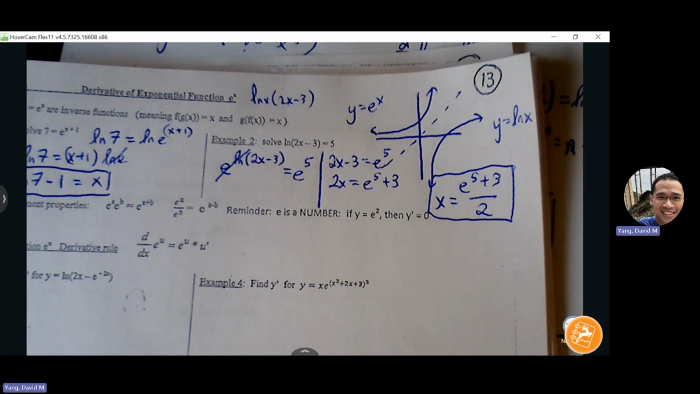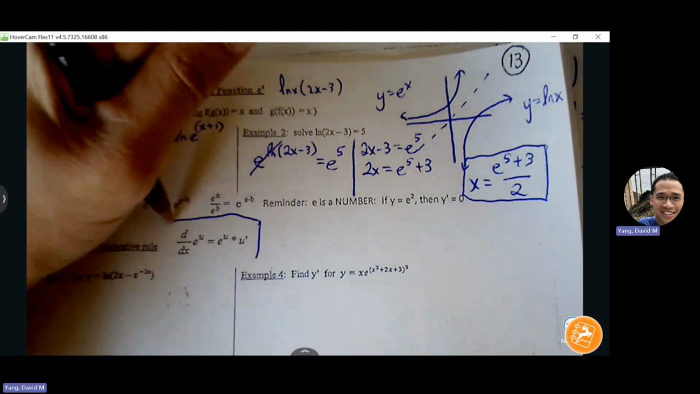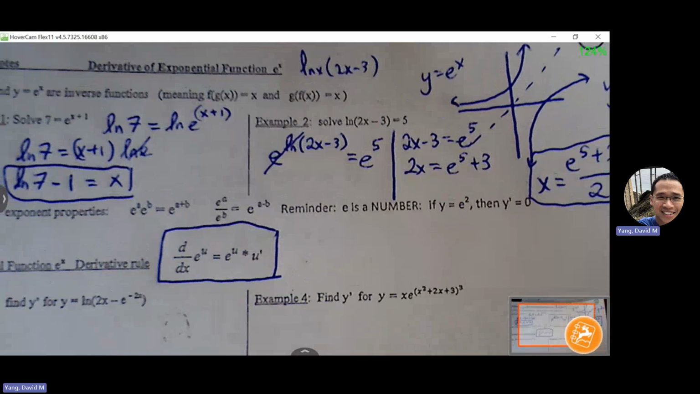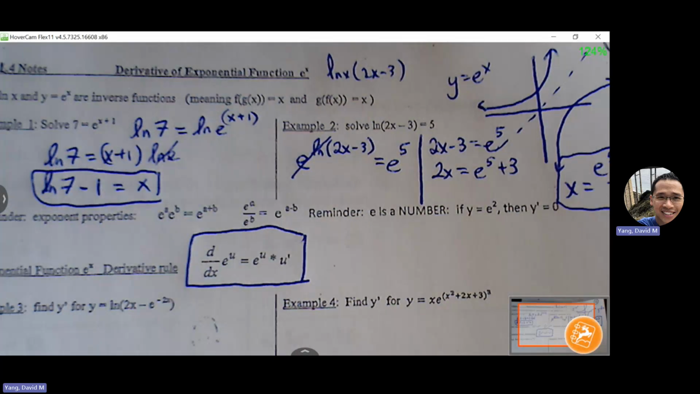Okay, so we're going to introduce a new derivative rule, and that is e to the x. But I'm going to call it e to the u so that we can have the chain rule built into our derivative rule. So the 3 big rules, derivative-wise, that you're guaranteed to see on the AP exam are power rule, natural log, which we just did, and then e to the u. So those are the big 3.